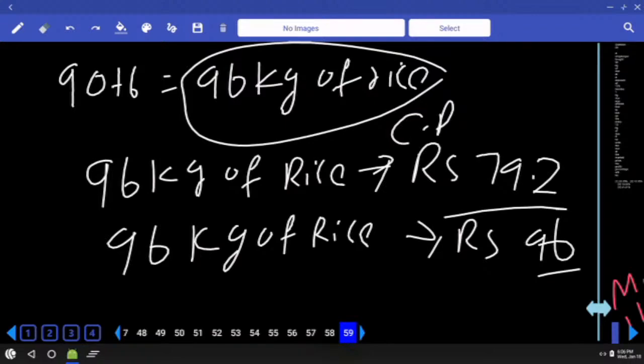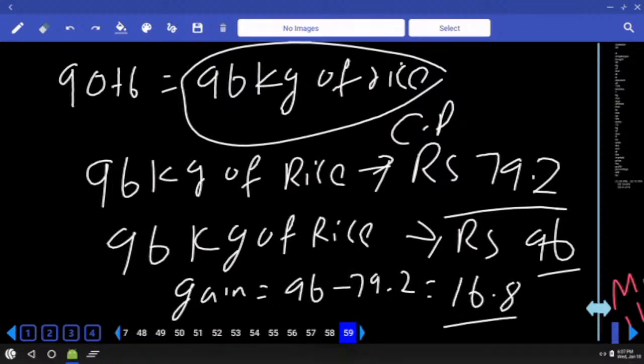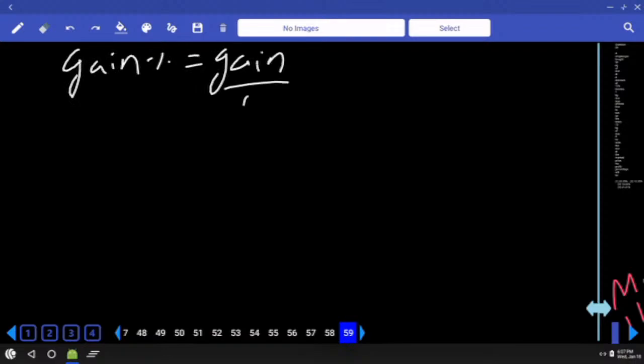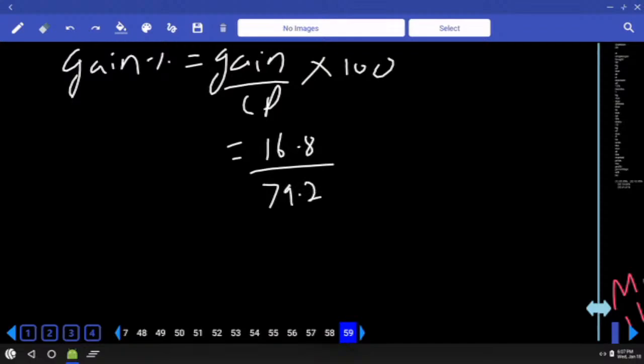So now we have to find what is the gain. Gain is 96 minus 79.2, I think, which comes down to 16.8. Therefore, gain percent equal to gain by CP into 100. అంటే ఎంత వస్తుంది? 16.8 by CP ఎంత 79.2నే. అర్థమైందా? అంటే గెయిన్ దేని మీద వేస్తాం?